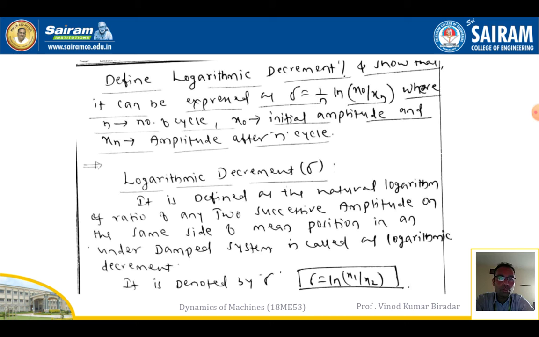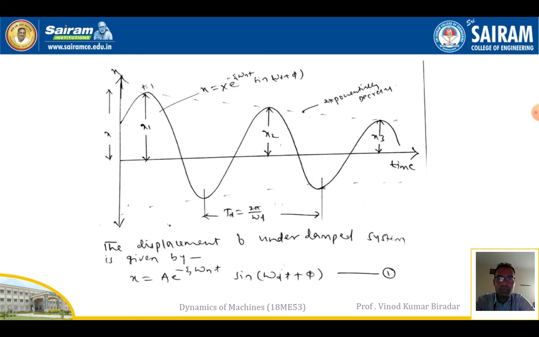The formula is given by delta is equal to ln of x1 by x2. This is the definition of the logarithmic decrement. While solving problems, the logarithmic decrement formula may change as per the given data. I hope you understand the definition. Let me explain it better with the diagram.